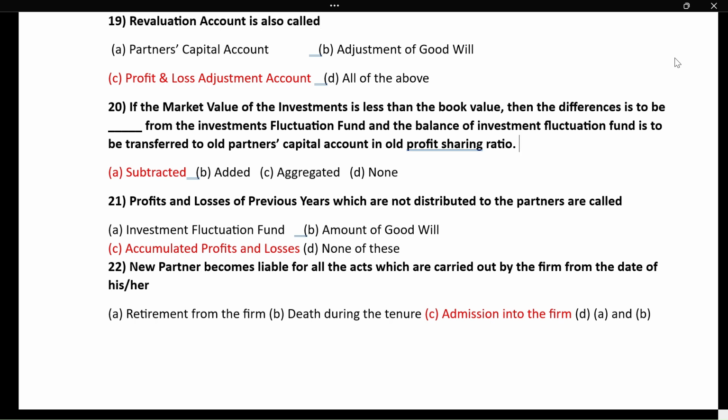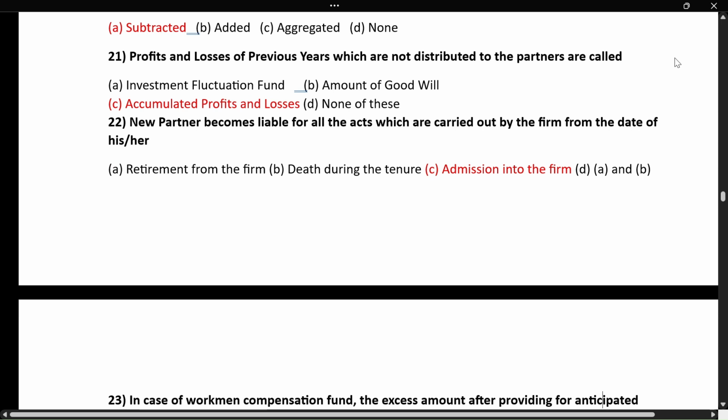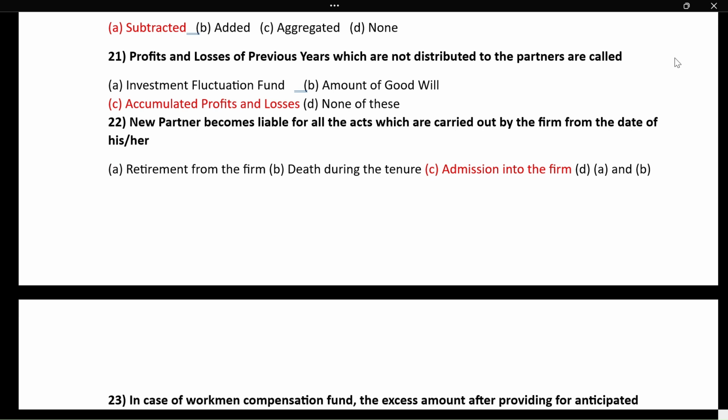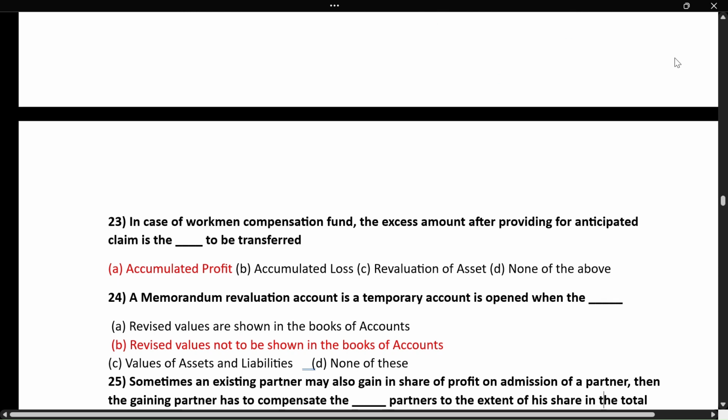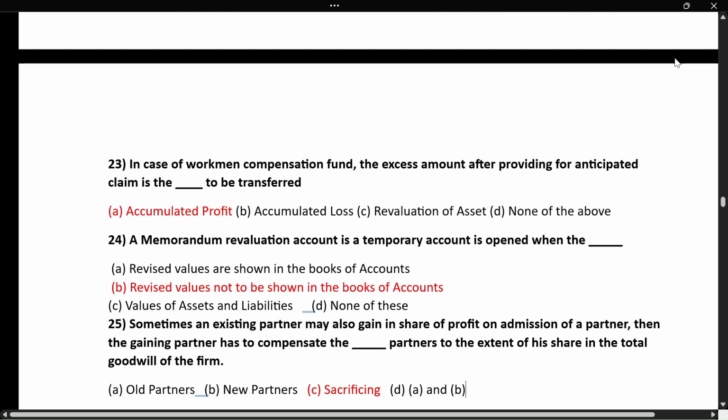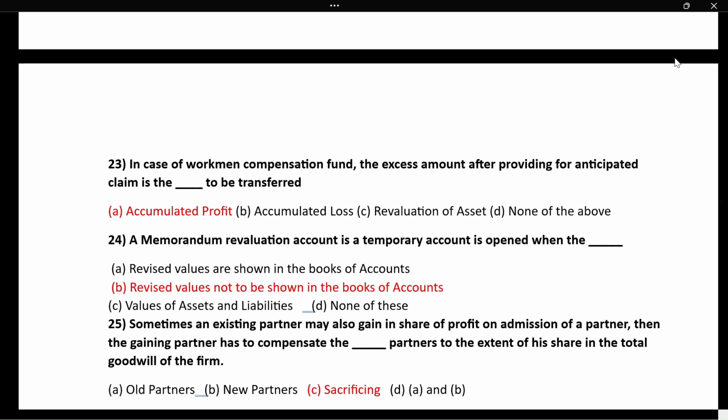Profits and losses of previous years which are not distributed to the partners are called accumulated profits and losses. A new partner becomes liable for all the acts which are carried out by the firm from the date of his or her admission into the firm. In case of workmen compensation fund, the excess amount after providing for anticipated claim, the remaining amount will be accumulated profit, that will be transferred.